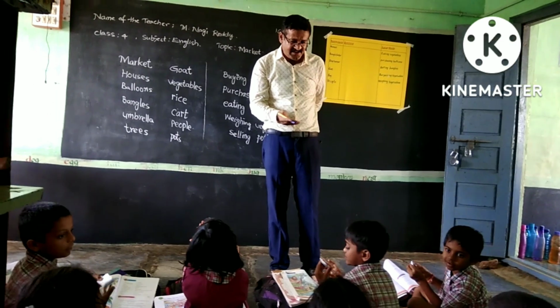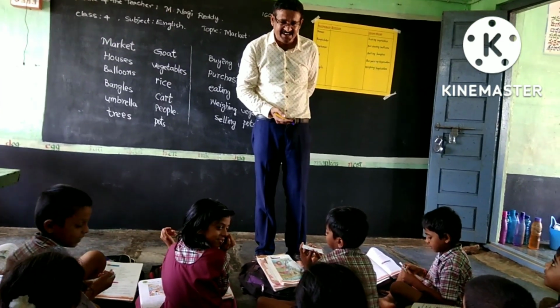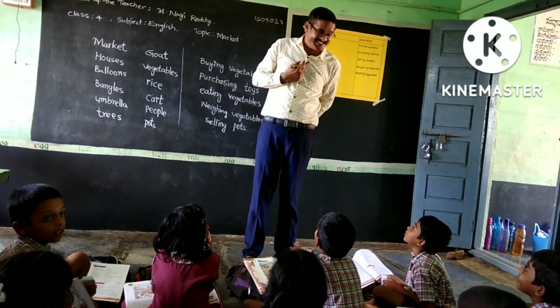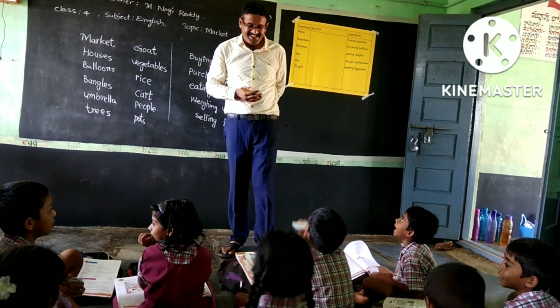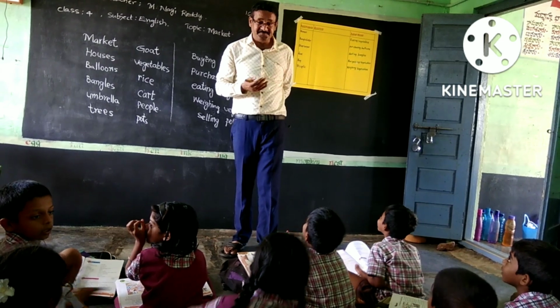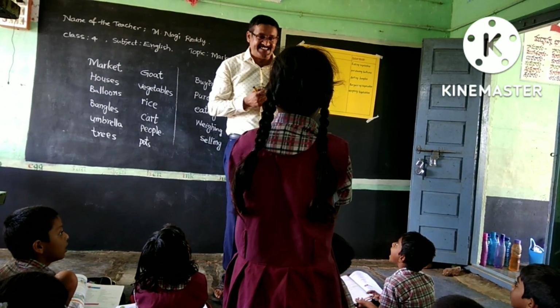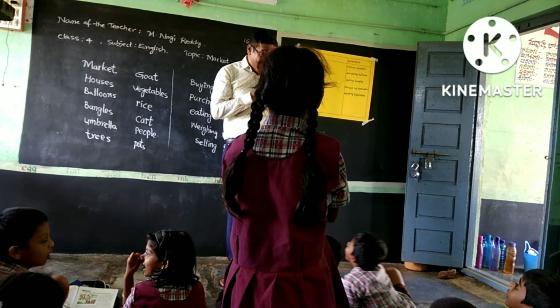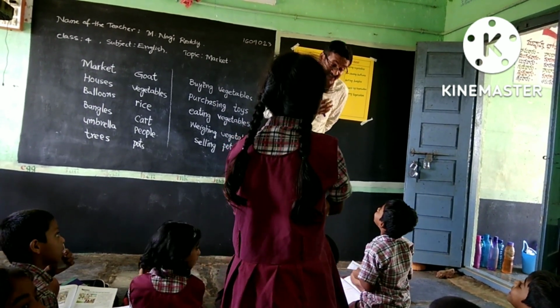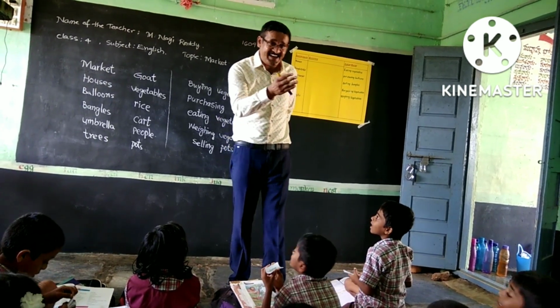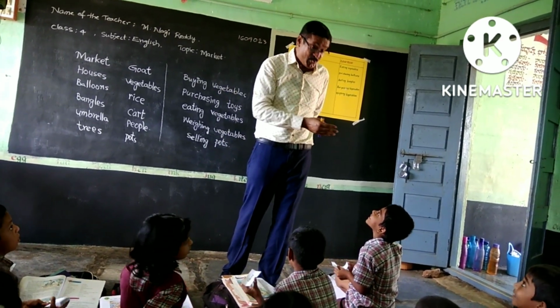My Bunty is jumping. Right. Cat is jumping. I am going to school. Nice. I am eating. I am reading a book. I am going to Hyderabad.